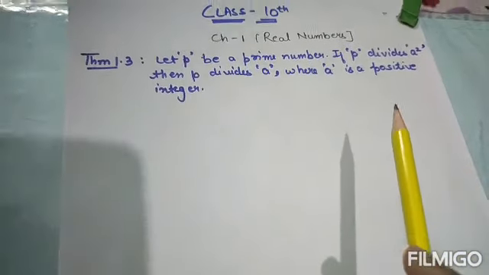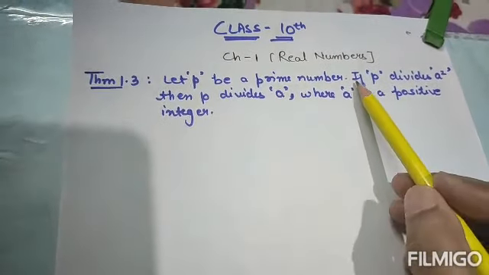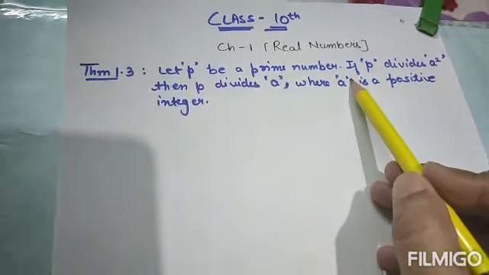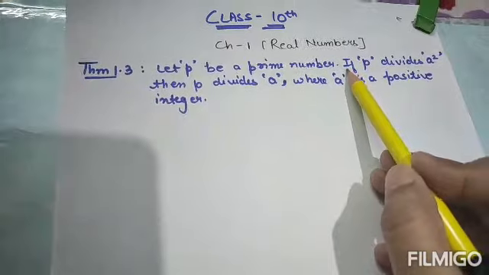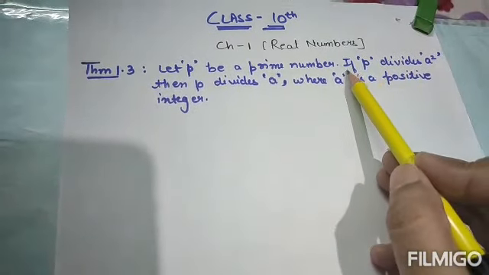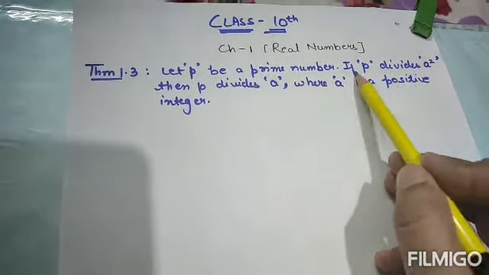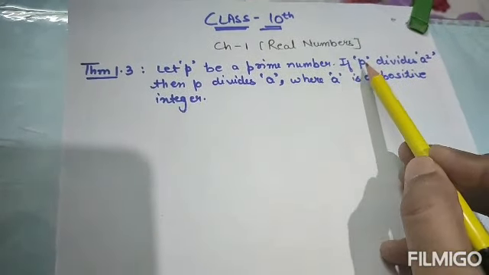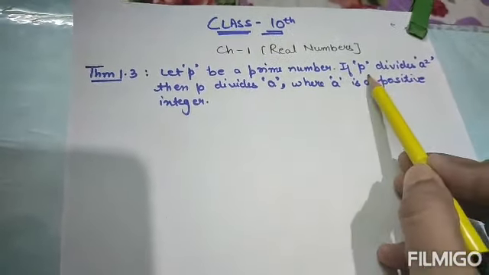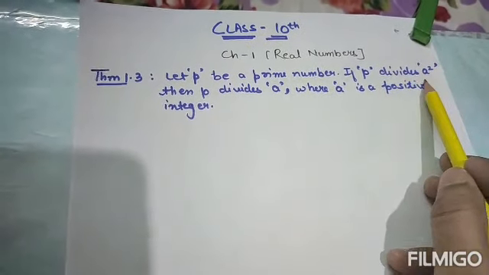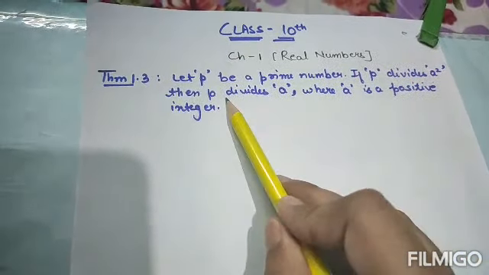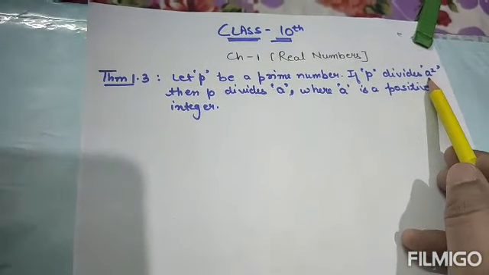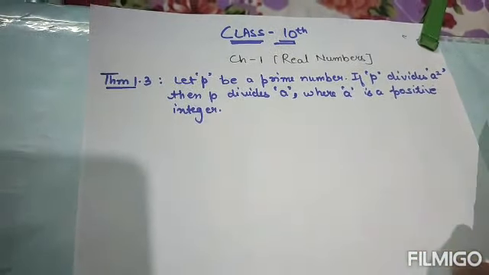And now what is given? If there is an "if" written in the statement, look, here it is written: if P divides A square. That means this line is your given part. That is, it is given that P divides A square, then we have to prove that P divides A also. That is, P will also divide the positive integer A.